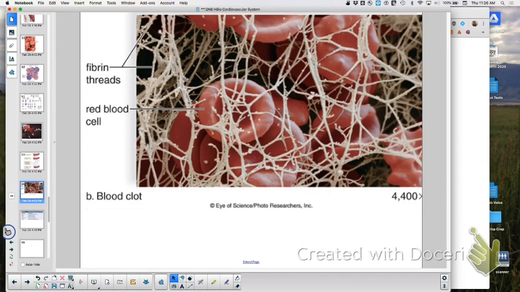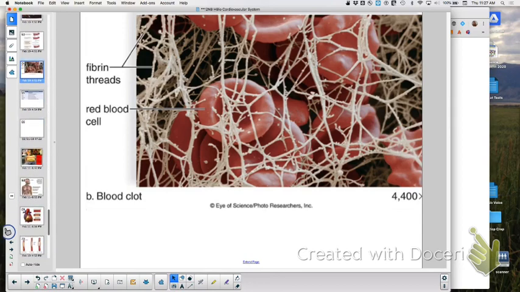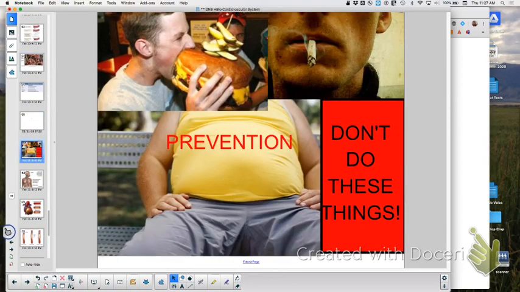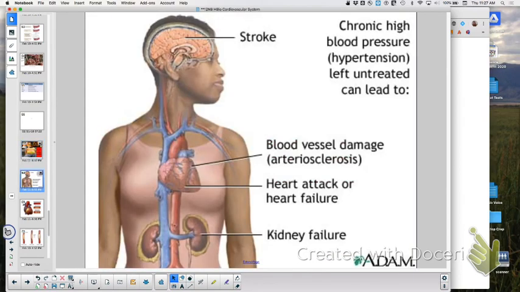Hemophilia is an inherited clotting disorder caused by a deficiency in a clotting factor. Okay, don't do this. Okay, the more you know. All right, hypertension, high blood pressure.